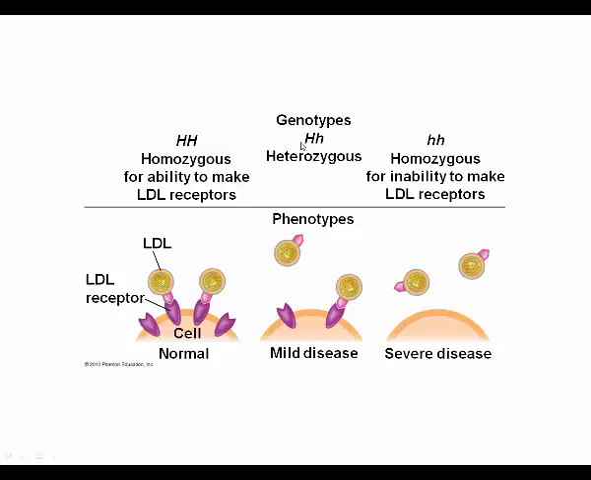If you're heterozygous, you have an intermediate phenotype, which is a mild form of high cholesterol disease. You have some receptor, but not a lot, and so there is still some cholesterol remaining in the blood as compared to those that are homozygous dominant. This is another example of incomplete dominance because the mild disease is considered to be sort of a blend between normal conditions and severe high cholesterol.